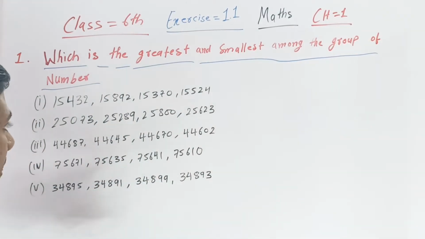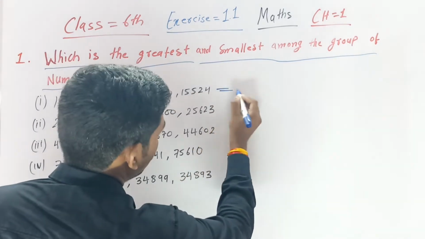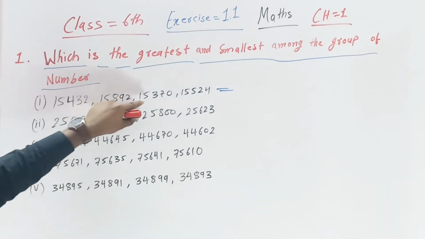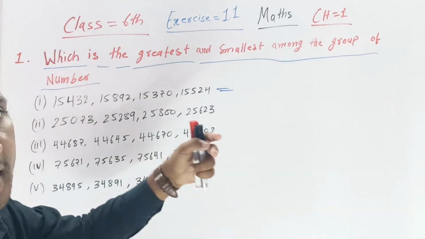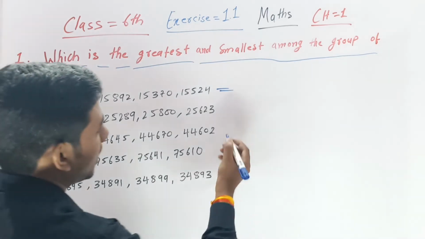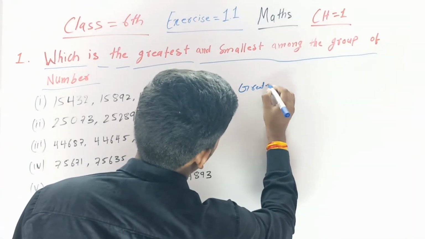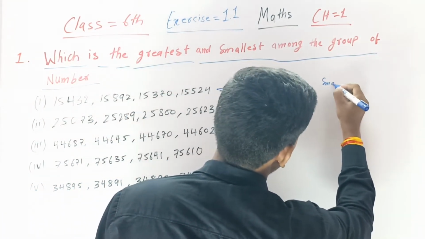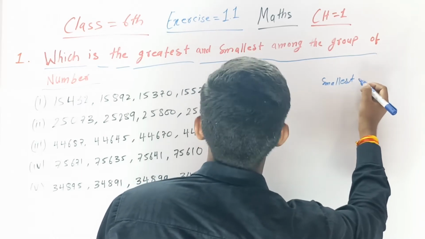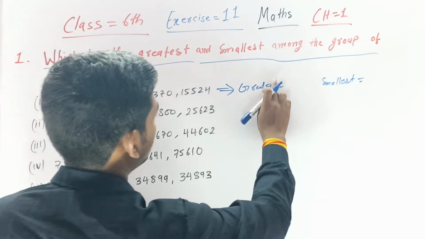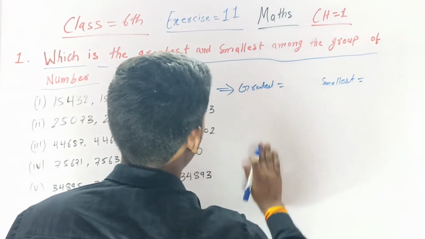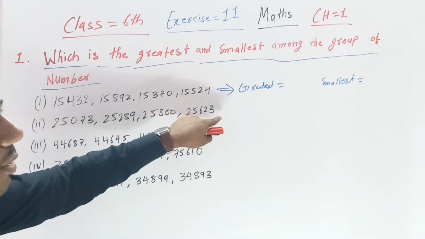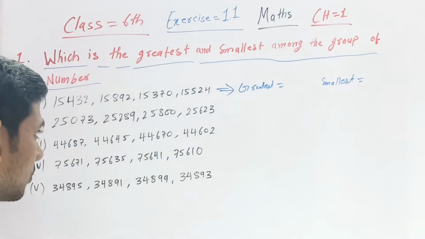So this is our question number 1, and here I will write the answer. This is our group 1. In this group 1 we have to find which is the greater number and which is the smaller number, so I write here greatest and smallest. So in this one we have to find the greatest number and the smallest number. Let's see, focus here.